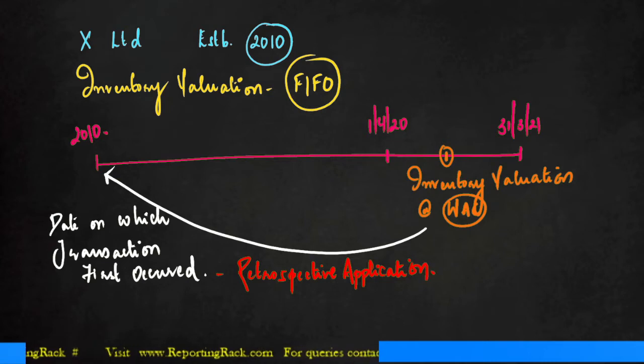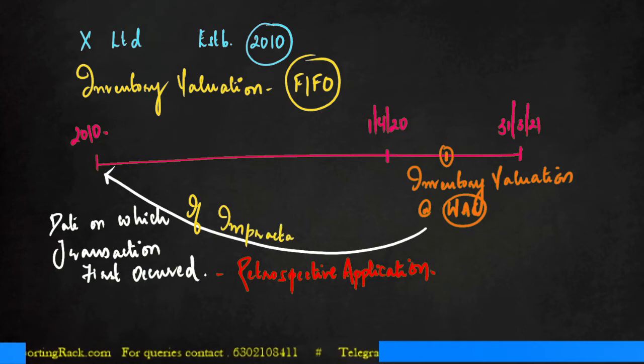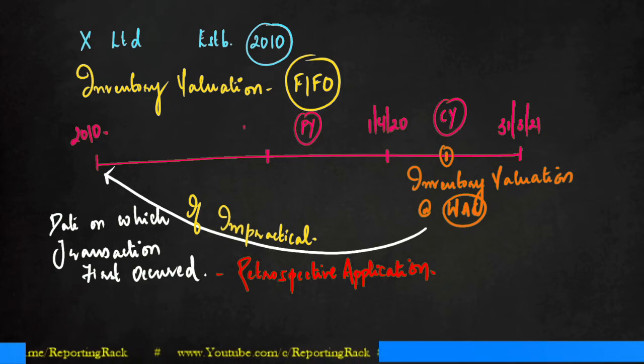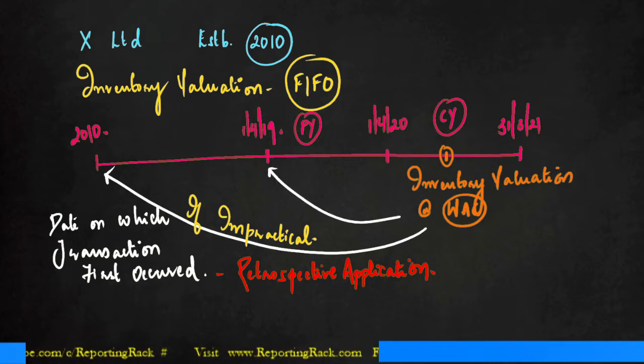But he is saying, if this is impractical, then instead of doing this, I can give an effect from the beginning of the earliest period reported. What is the beginning of the earliest period reported? Current year is 2020-21. Previous year, the earliest period reported, starts from 1st April 2019 and ends on 31st March 2020. Always presented on a comparative basis. So the earliest period reported is 2019-20. Beginning of the earliest period reported.